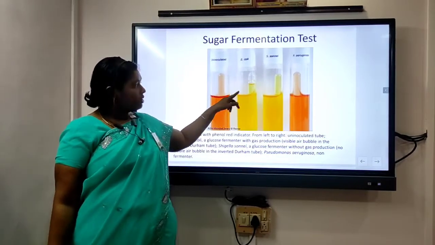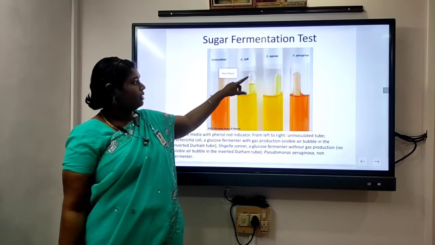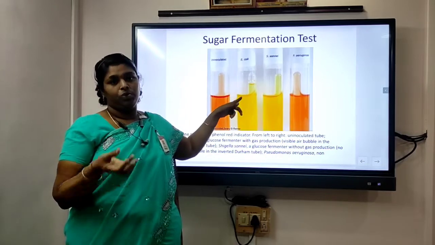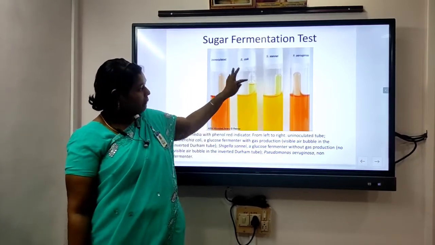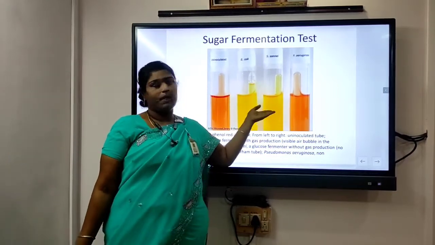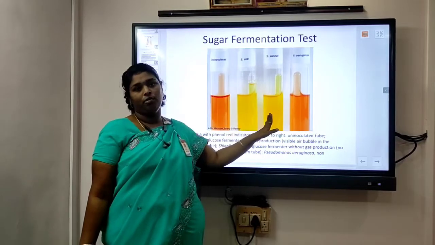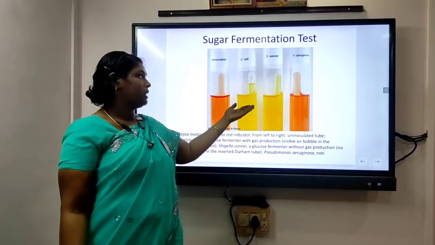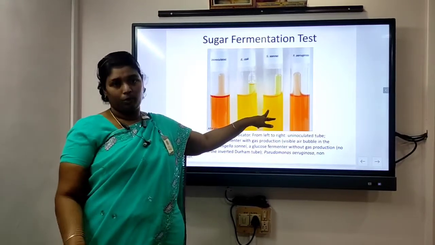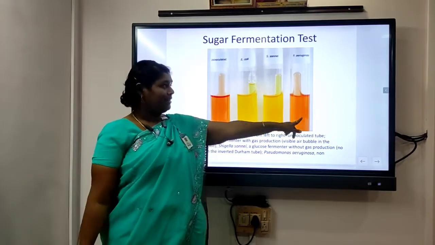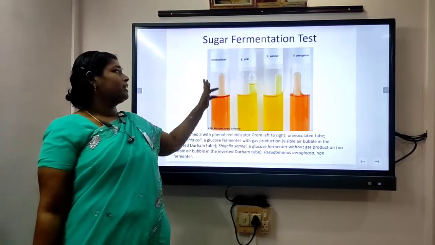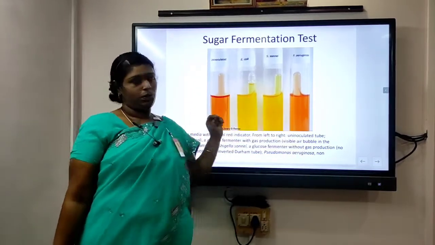In E. coli there will be a gap formation, that is a bubble formation. This shows that it is gas production. So the medium contains gas. The empty gap produced in the Durham's tube is nothing but the gas production. Shigella sonnei doesn't produce gas, so the color of the medium alone changed into yellow, but no gas production or bubble formation will be seen in the medium. So this is a positive reaction with gas production, and this is only a positive reaction due to acid formation. And this is completely the negative reaction, so we can compare by the tubes, the control tube and then the culture tube.